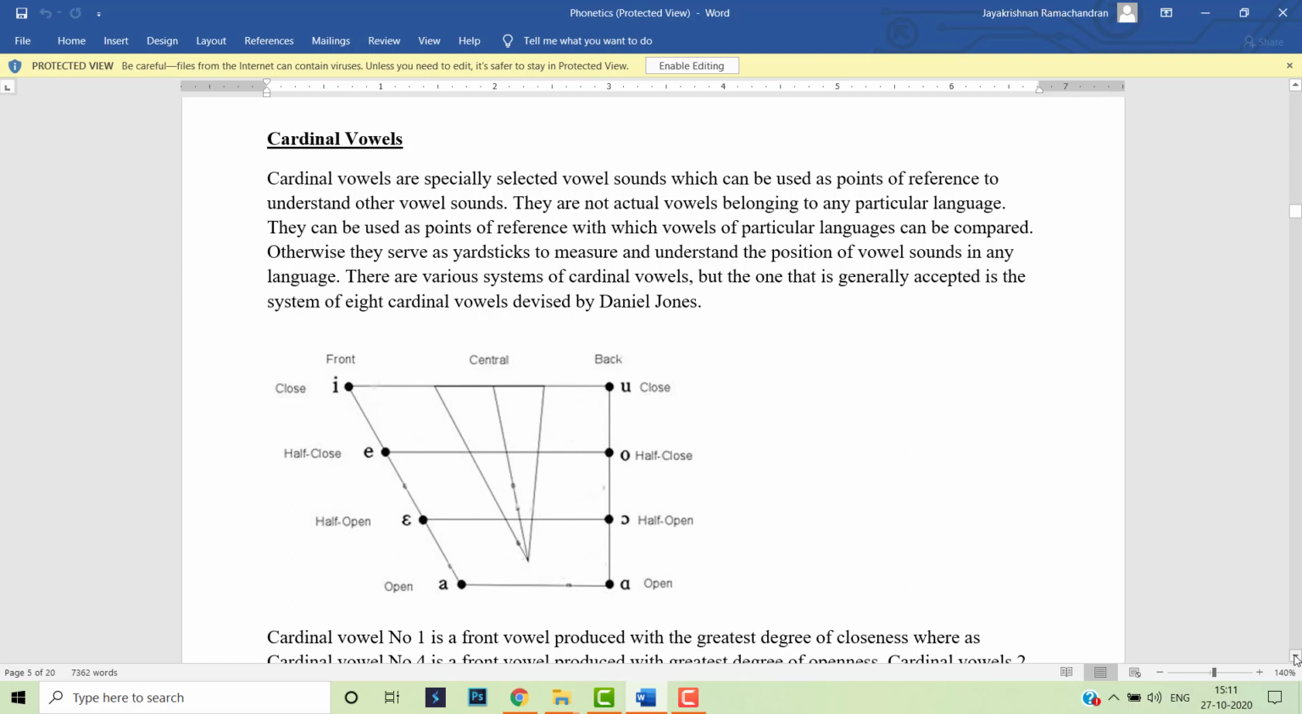So they are specially designed or specially designated or specially selected vowel sounds which can be used as points of reference to understand the vowel sounds in human languages. Okay, cardinal vowels have been devised to understand the vowel sounds in human languages. They are not actual vowel sounds belonging to any particular language. They do not belong to any language; instead, in order to phonetically understand the vowel sounds of your own language, these have been designed by Daniel Jones. They can be used as points of reference with which vowels of particular languages can be compared.